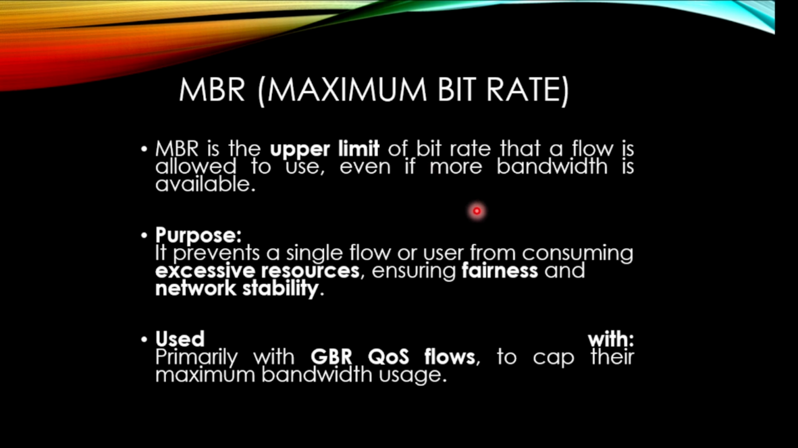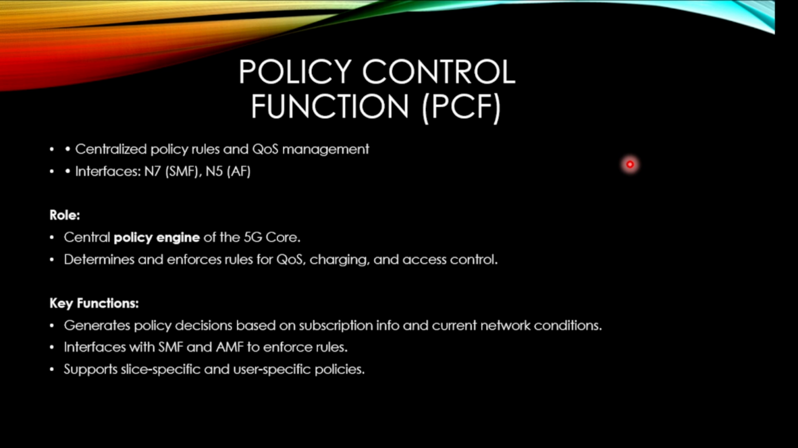Okay, so primarily the MBR will limit the upper threshold of the bandwidth, while the GBR will guarantee the minimum threshold. Policy control function, or PCF. It has centralized policy rules and QoS management. It connects to the SMF, or session management function, via the N7 interface, and via N5 it connects to the application function, which defines for each application what network resources are necessary for it.